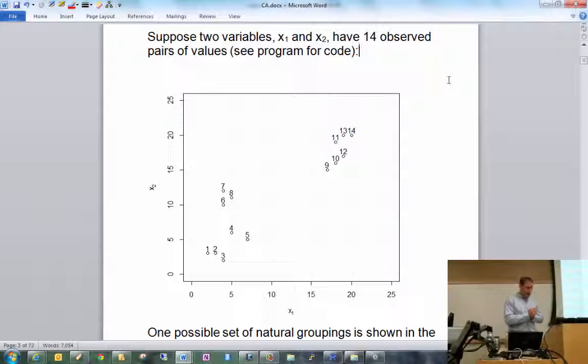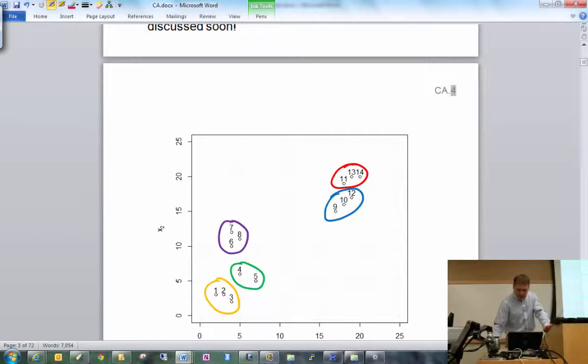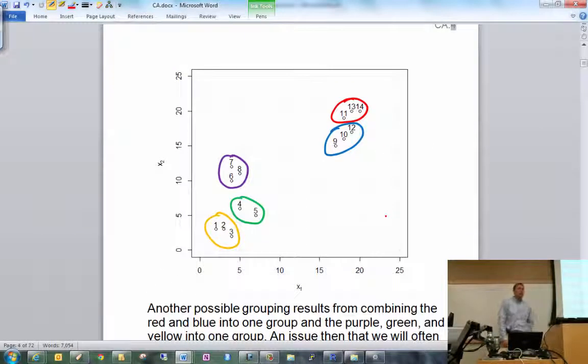With this, what cluster analysis does is try to group like or similar observations together into one cluster. So for example, I'll go to the next page, you might form this particular grouping. There are 5 clusters here, 5 groups. And the way these clusters are formed is by finding similar observations, observations that are close to one another.